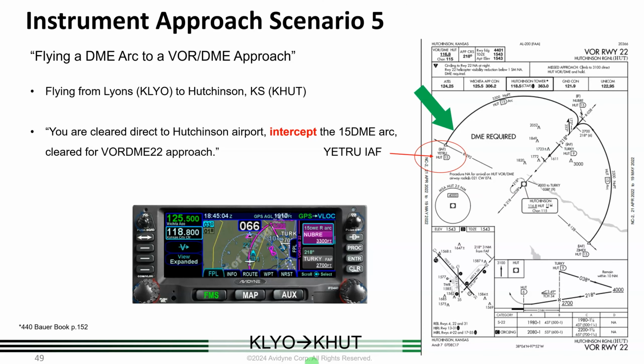In this next scenario, we're going to fly a DME Arc to a VOR DME Approach. So we're going to be flying from Lyons, Kansas, KLYO, to Hutchinson, Kansas, KHUT. So we're cleared direct to Hutchinson Airport, intercept the 15 DME Arc, cleared for the VOR DME 22 approach. So you can see here's our plate. Flying to the Hutchinson Airport. We're going to be flying inbound and intercept the 15 DME Arc, and then fly the VOR DME Approach to runway 22. So let's set that up.